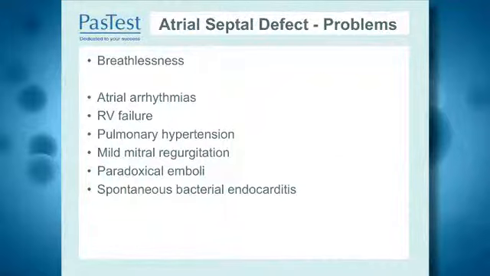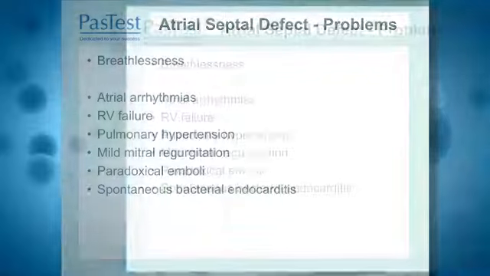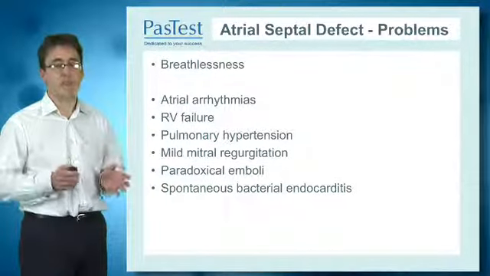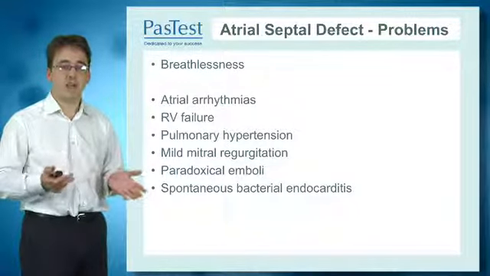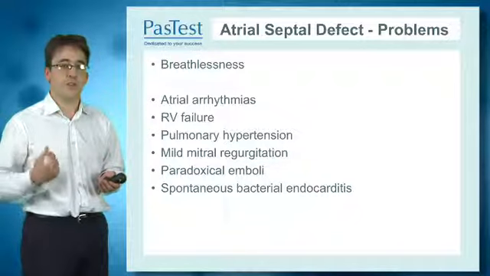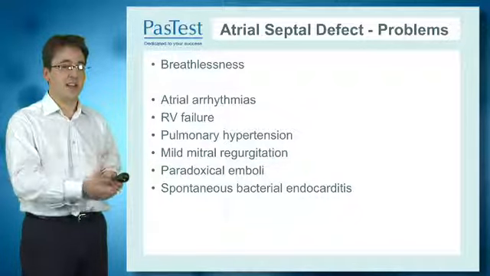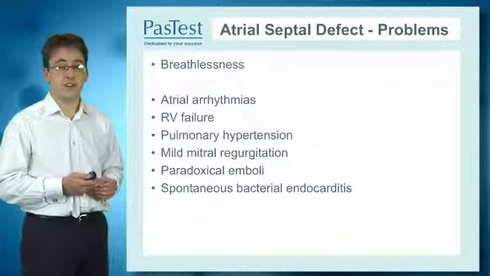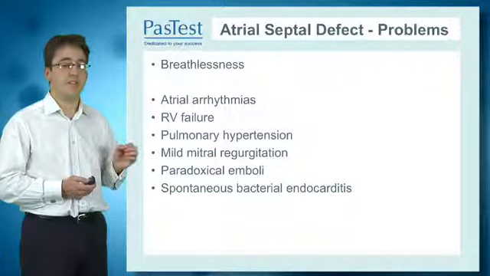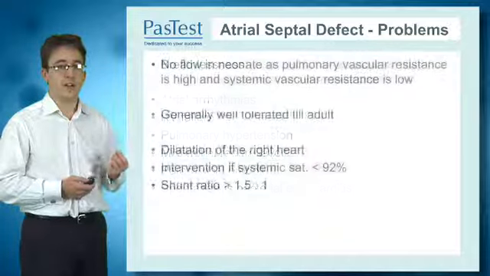So by far and away the most common presentation of an atrial septal defect is with breathlessness. However, other problems one could expect to see would be atrial arrhythmias, right ventricular failure as the right ventricle expands under an increased volume and pressure load, pulmonary hypertension, again as a result of the increased volume and increased pressure in the right ventricle, mild mitral regurgitation, paradoxical emboli, as little blood clots travel from the right side of the heart through the defect into the left side of the heart and then can go up to the brain or the systemic organs, or spontaneous bacterial endocarditis. This is as there's a defect there, it's easy for bacteria to colonize an abnormal endothelial surface.